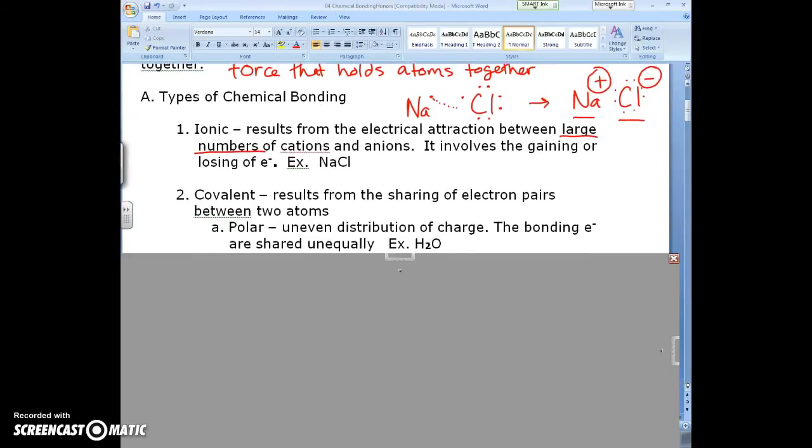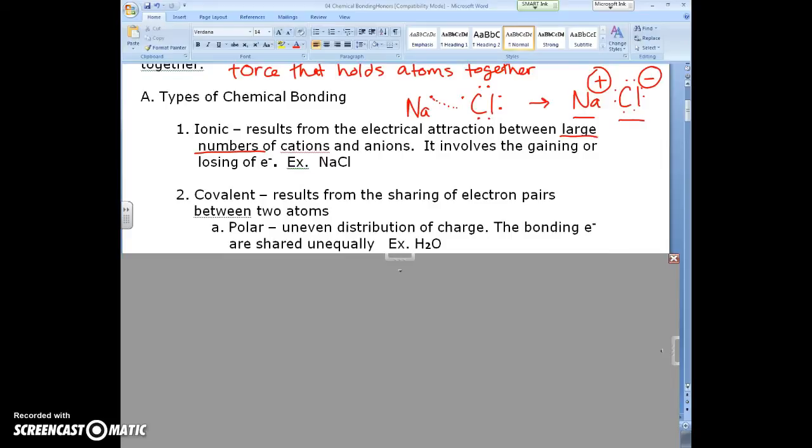If it is unequally shared, we call it polar covalent. You have an uneven distribution of charge, and the bonding electrons are shared unequally. Your classic example is water. I need for you to go ahead and associate water is polar, polar, water. And later on when I ask and start talking about polar things, you will say like water, and I'll say yes, because water is polar.